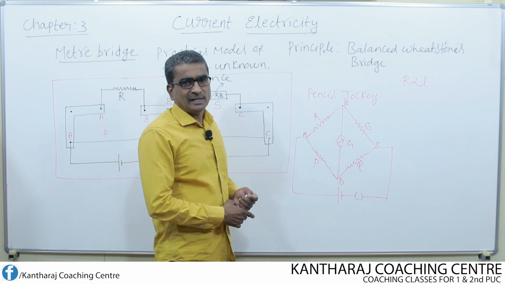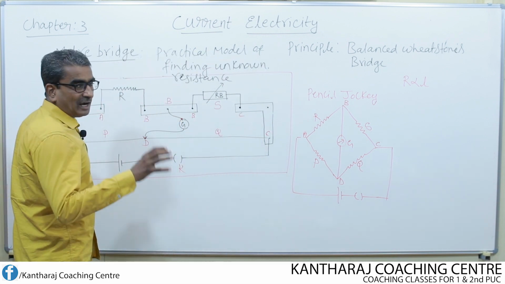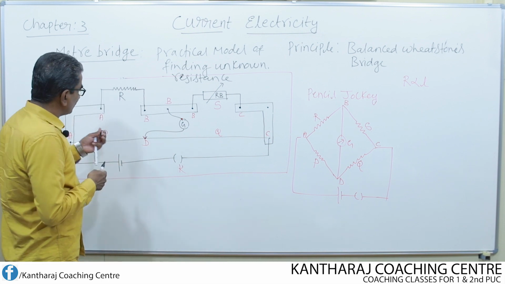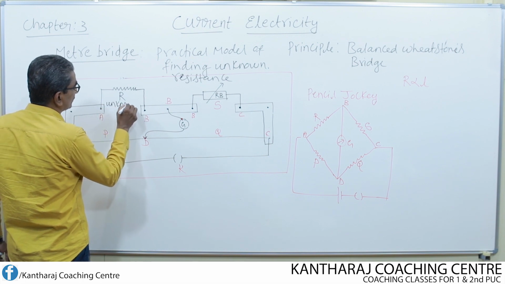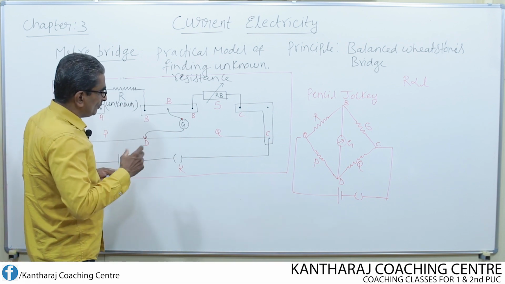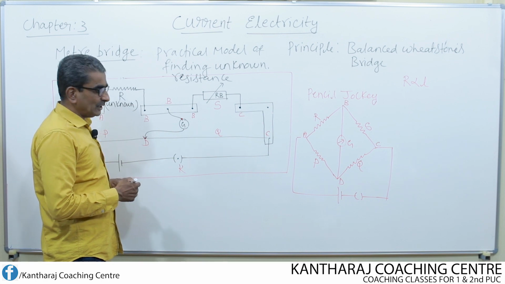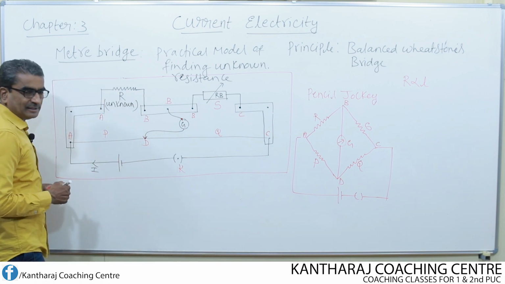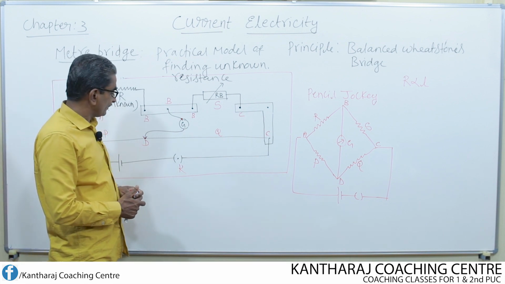Now let us understand how it works, that means how to determine the unknown resistance R. So let us assume this as unknown. What we do is insert the key. If we insert the key, then the current starts flowing. Let I be the current which is drawn from the cell soon after inserting the key.